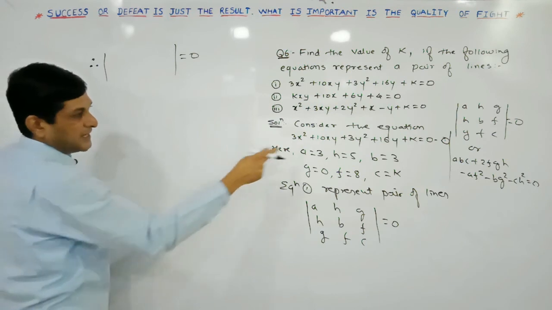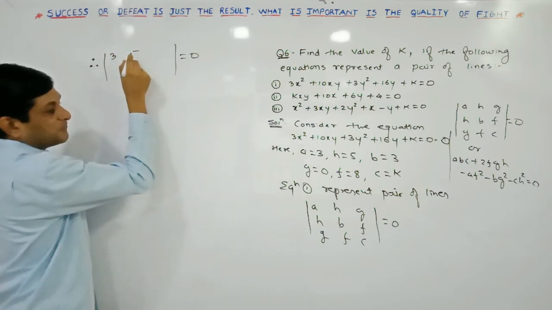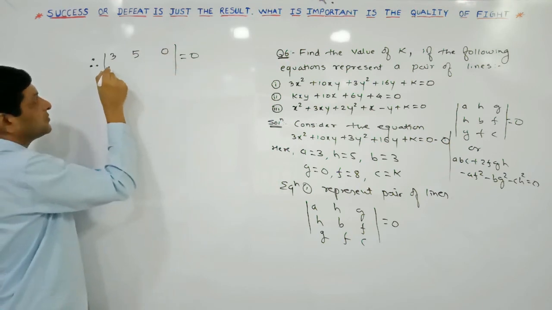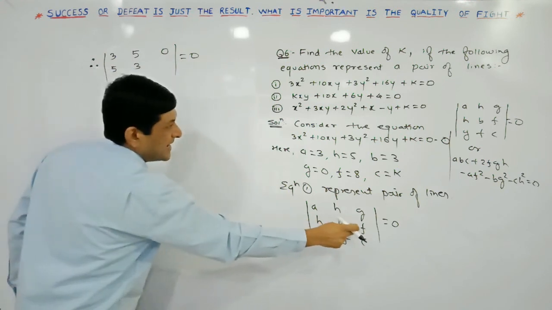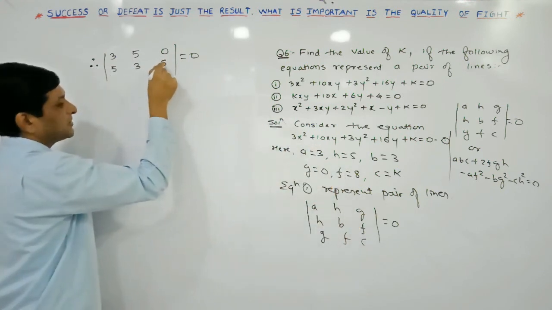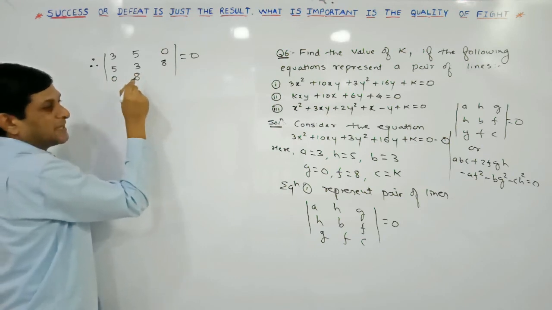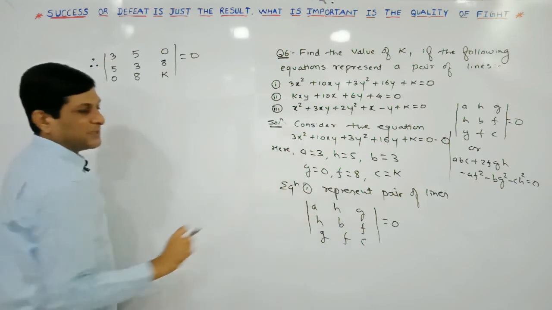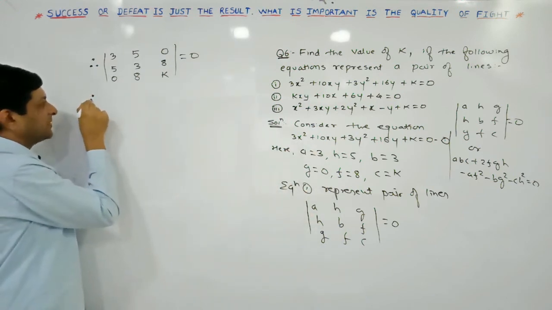So here a is equal to 3, h is equal to 5, g is 0, then again h is equal to 5, b is equal to 3, then replace f by its value, f is equal to 8, then g is equal to 0, f is equal to 8 and c is equal to k. Just we have substituted these values in this determinant. Now solve this determinant. See what we'll get here.